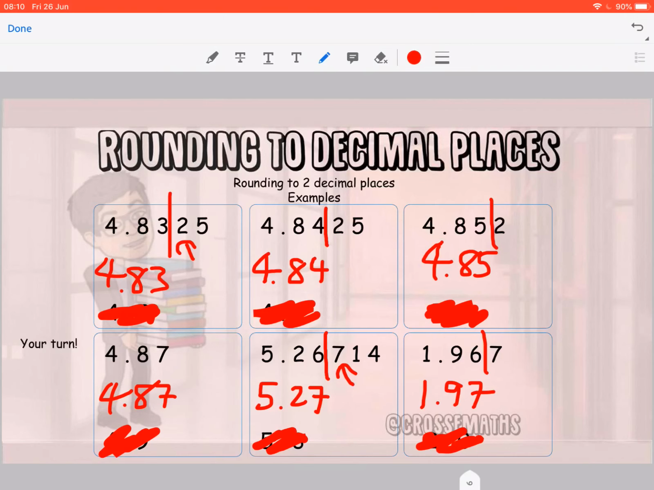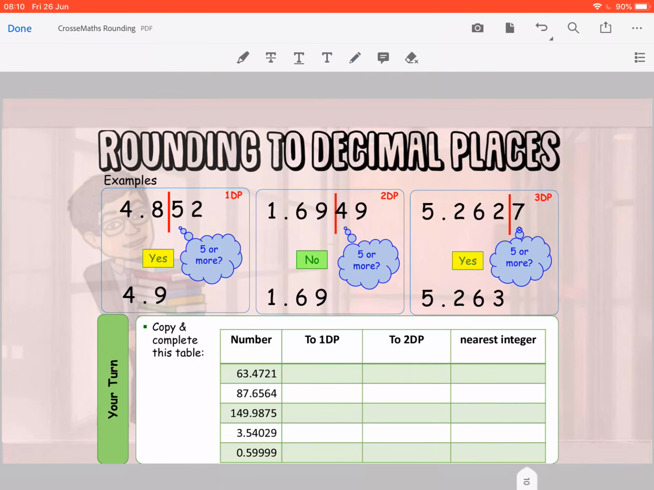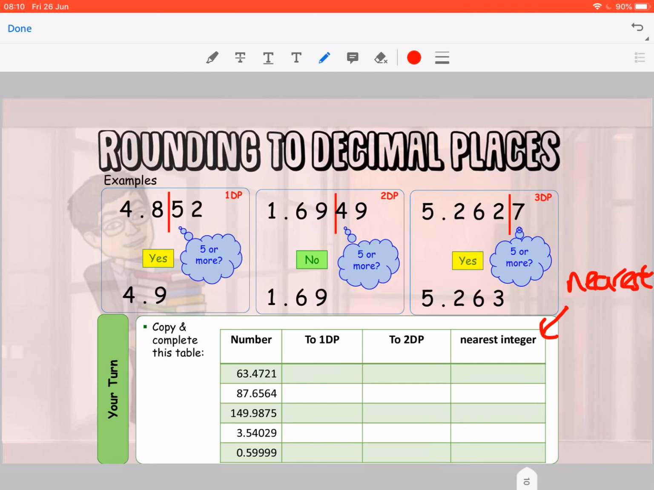What I'd like you to do is pause the video now if you need to write any of those down. I'd like you to have a go at this, remembering integer means nearest whole number. Use the examples at the top to guide you. If you need help, those are examples that will be done for you. Have a go at the one at the bottom, please. Pause the video now. You round to 1 decimal place, 2 decimal places, and the nearest whole number.